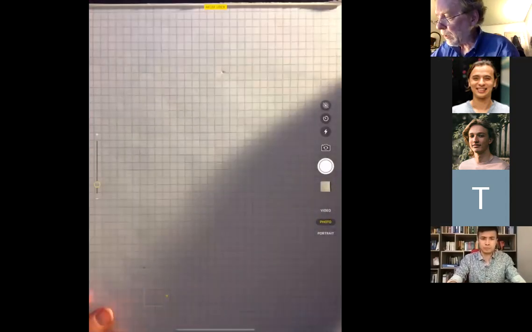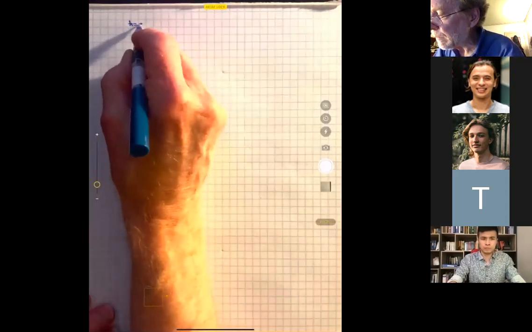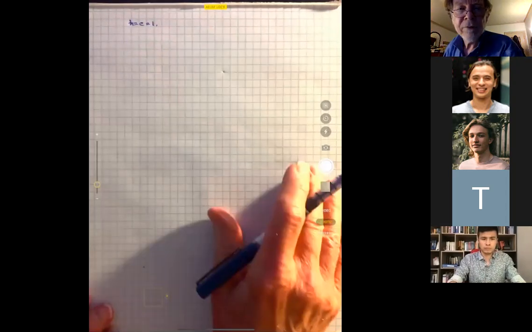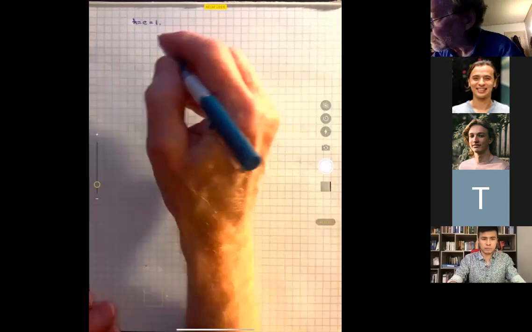All right, so here's what we're going to do. We're going to write using h bar equals c equals 1. We're going to write down the Hamiltonian for a Dirac particle interacting with an external electromagnetic field.